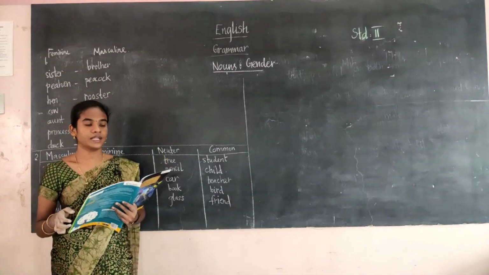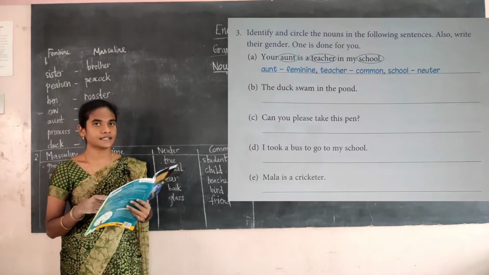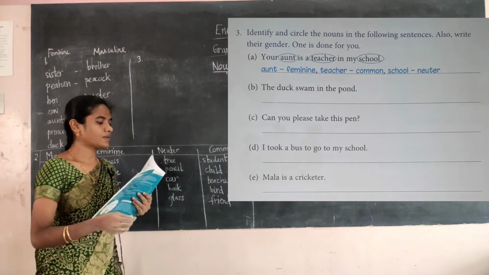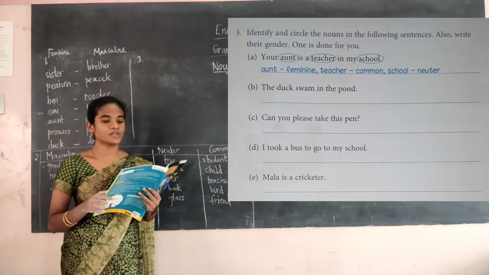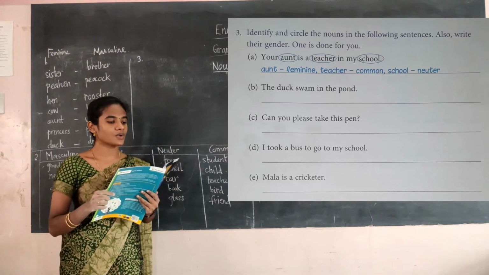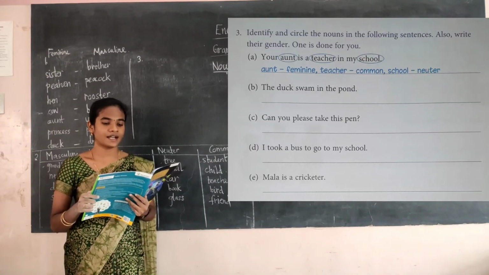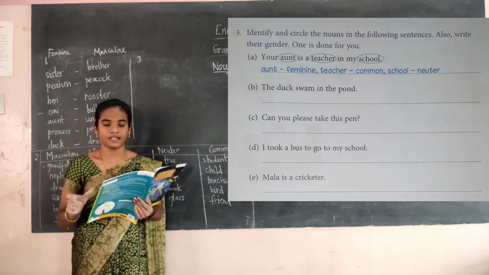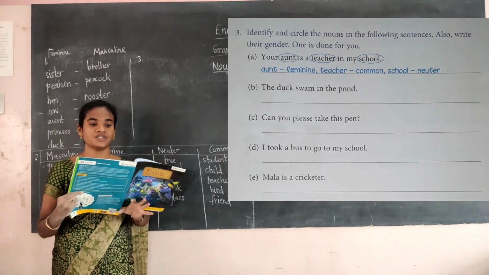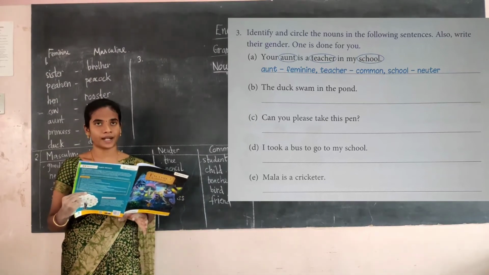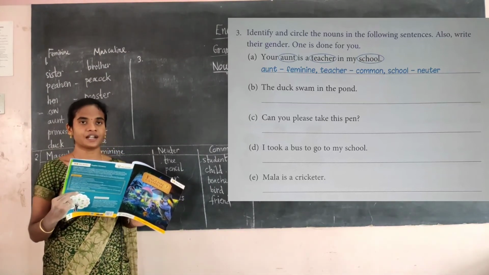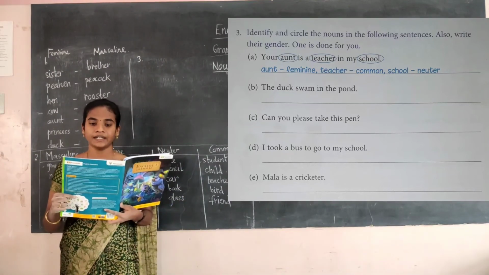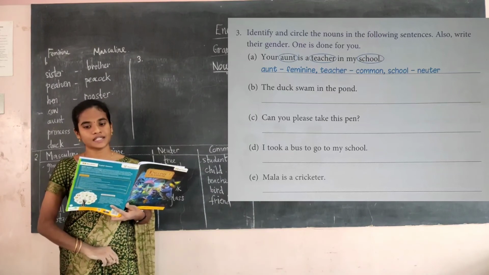Okay, now we shall do the third exercise. Now see this picture. The question is, identify and circle the nouns in the following sentences. Also write their genders. Here you have to circle the nouns and write down the gender. One example has been done for you. Your aunt is a teacher in my school. Here aunt is the feminine, teacher is the common and school is the neuter.